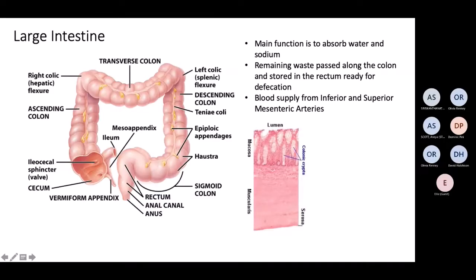Then you've got your large intestine. By this point, most of your nutrients have been absorbed, but your large intestine will absorb sodium and also water, and solidifies the stool as it's going through until finally it gets to the rectum, and it should be quite solid by then, all being well. And the blood supply of the colon is from the inferior and superior mesenteric arteries.